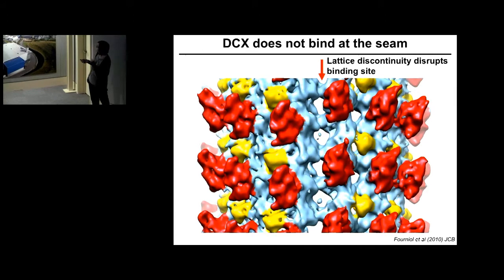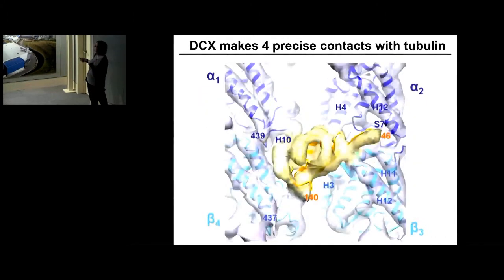If you then use the symmetry around the wall of the microtubule, you can get a much closer look at what Doublecortin looks like and the way in which it's contacting the 4 tubulin subunits formed by its binding site. In fact, it makes a very precise set of interactions between these 2 alpha tubulins and these 2 beta tubulins.